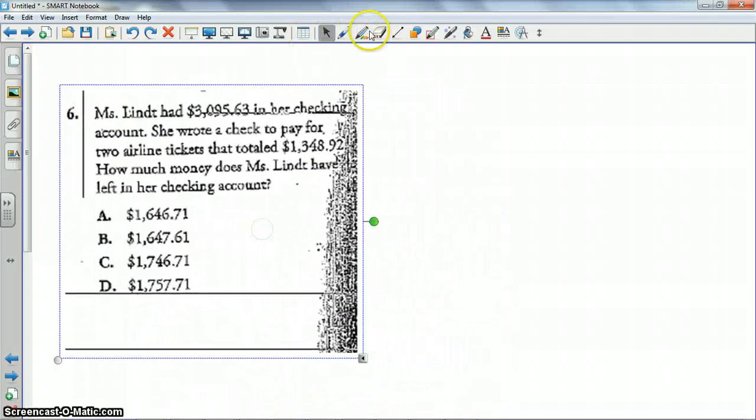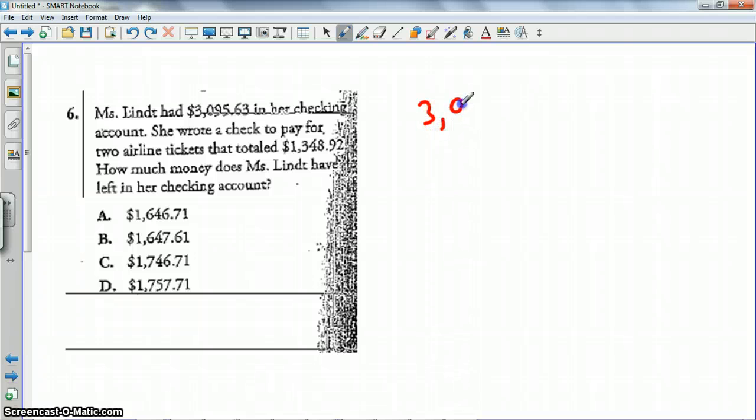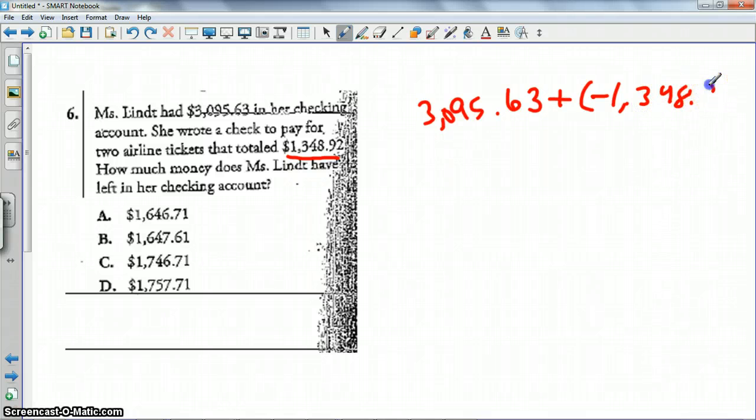Miss Lent has, it looks like, $3,095.63 in her checking account. So let me write that down. Since she has that money, we know that would be a positive because she has it. She wrote a check to pay for 2 airline tickets. That check totaled $1,348.92. So we're going to add, but since she's writing a check, she's spending the money, so we know it's a negative that we're adding. How much does she have left?